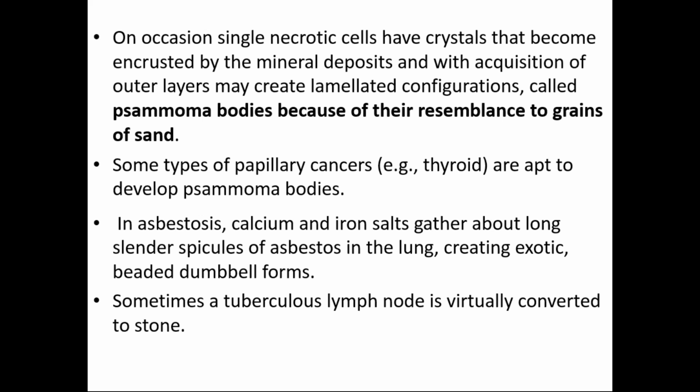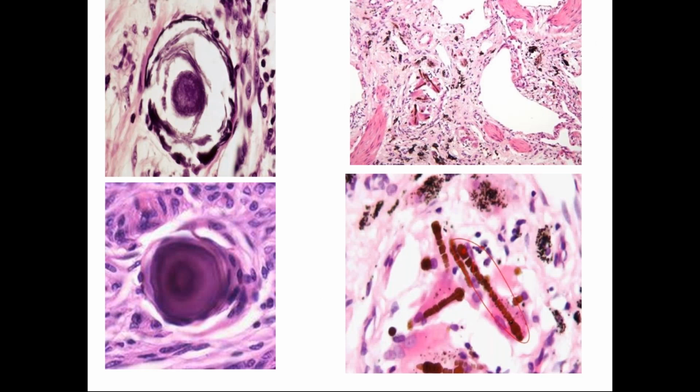Some types of cancers, like papillary carcinoma of the thyroid, are apt to develop psammoma bodies. Any malignancies which are mainly papillary type develop psammoma bodies. In asbestosis, calcified iron cells gather about long slender spicules. In the lymph node, tuberculous lymph node is virtually converted to a stone. This is a picture showing psammoma bodies.